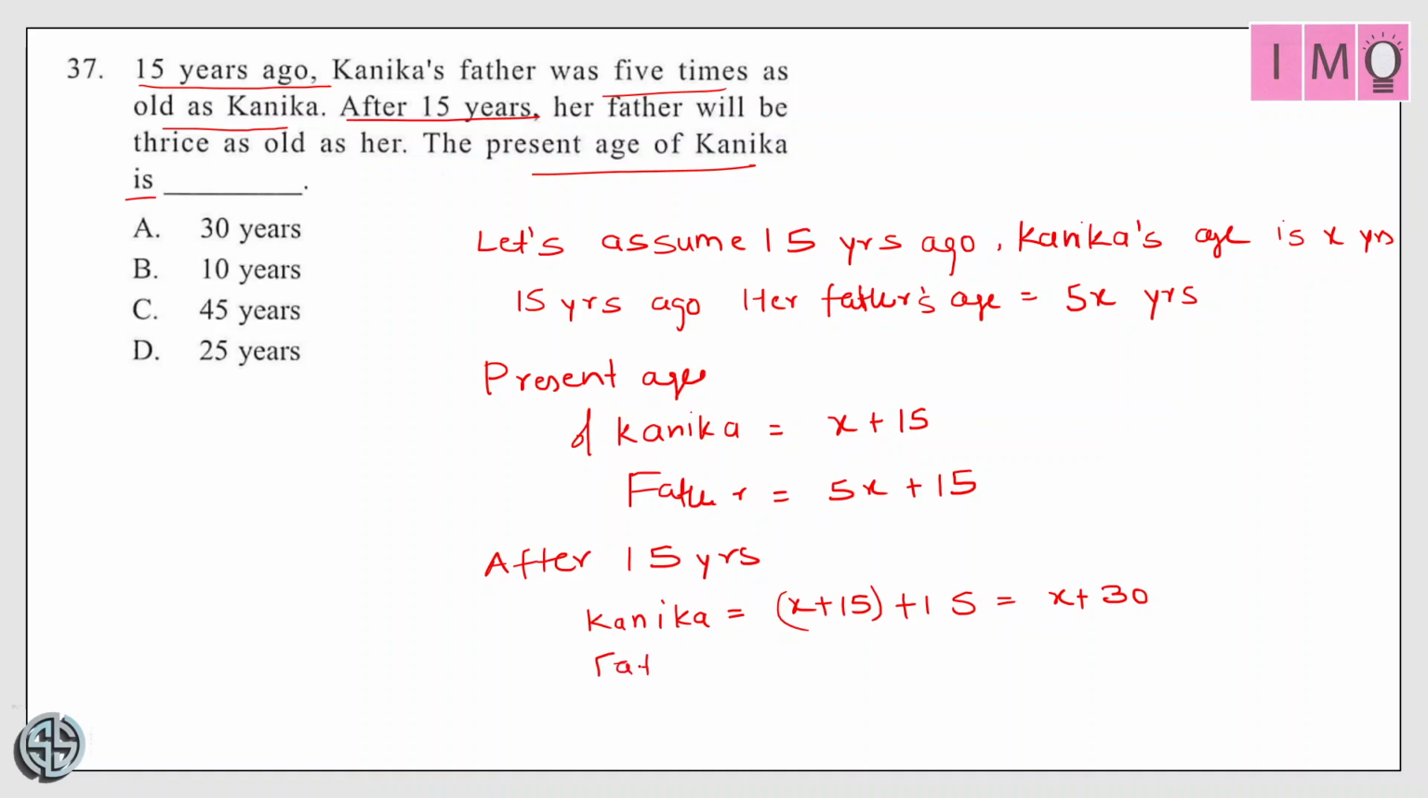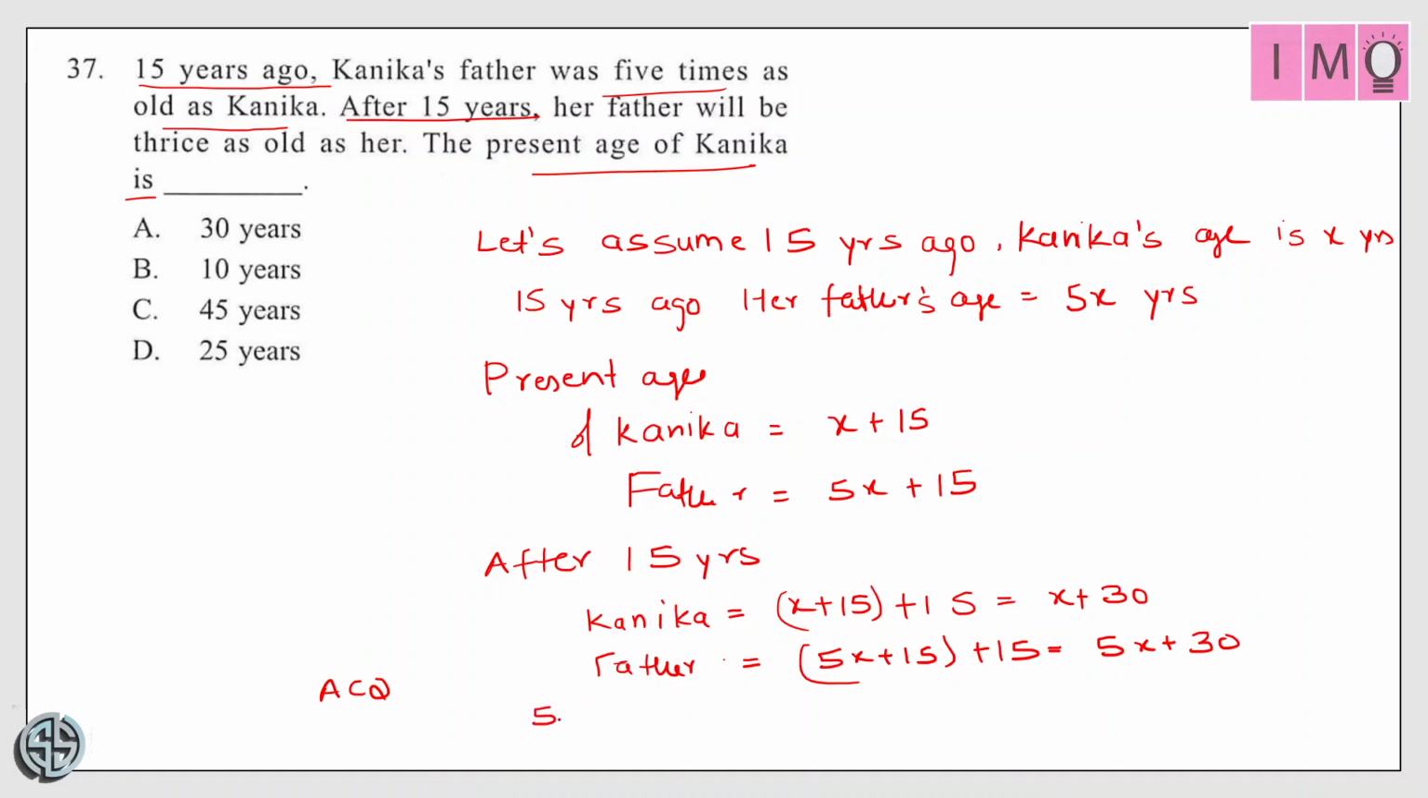Similarly, if I write her father's age after 15 years, we have to again add 15 to the present age of her father. Okay, so the answer will be 5x plus 30. Now, according to the question, it is said that after 15 years her father will be thrice as old as her.